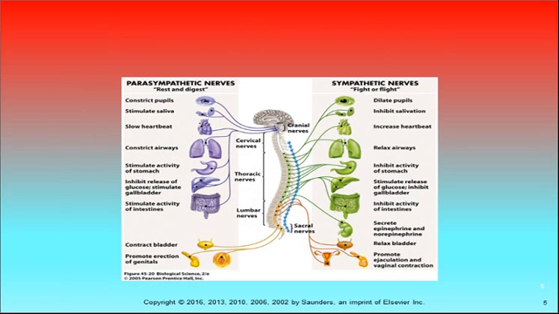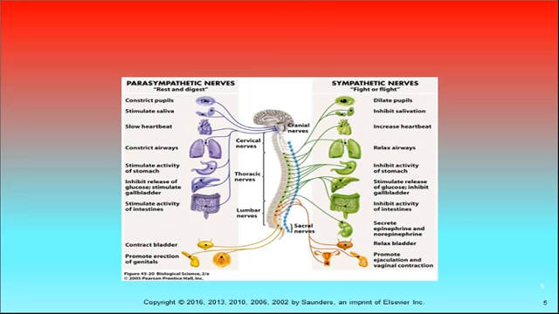Your parasympathetic nerves are responsible basically for your rest and digest. So things like stimulating saliva, it slows your heart rate, constricts your airways, it stimulates the activity in your stomach, like that hydrochloric acid that's present. It stimulates the activity in your intestine. It controls your bowel and bladder function.